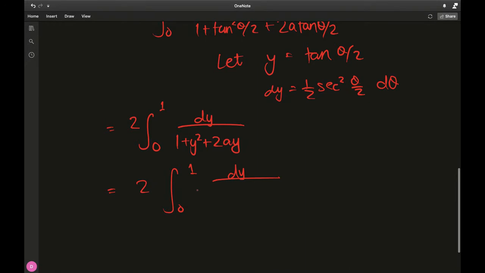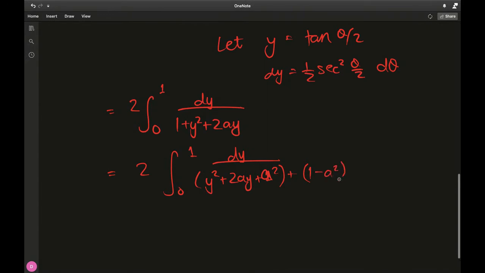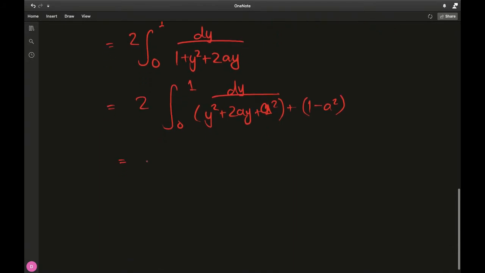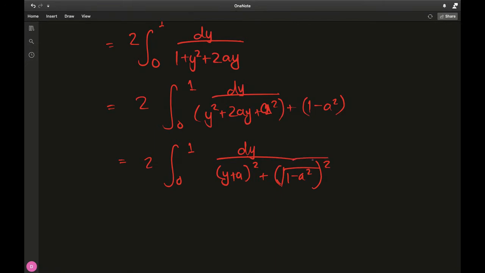So when we do that, we can write the denominator as y squared plus 2ay plus 1 plus a squared, but you'll have to subtract a squared from the 1, because a squared wasn't there originally, there was a 1. So adding and subtracting a squared. Noticing now that this first term is just y plus a, the whole thing squared, and the second term can be expressed as a square too: square root of 1 minus a squared, the whole thing squared. So the square and the root cancel out.